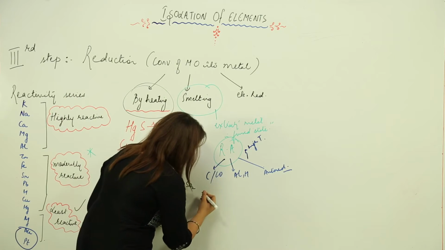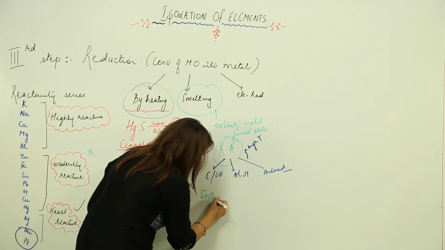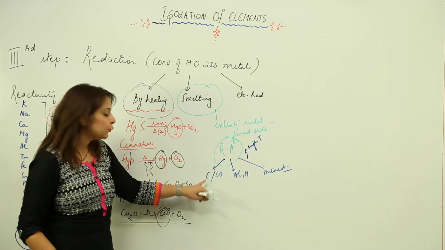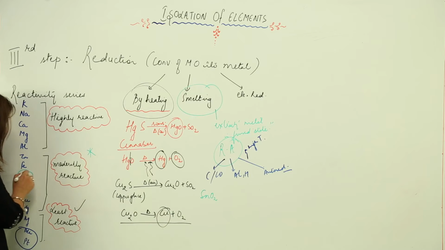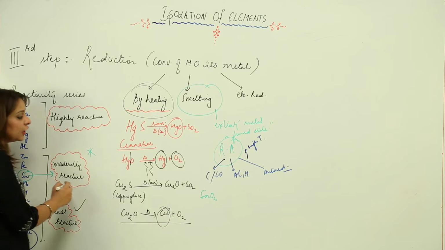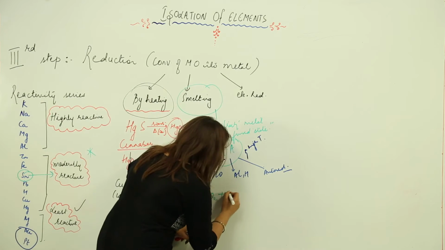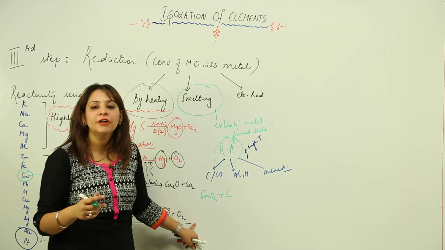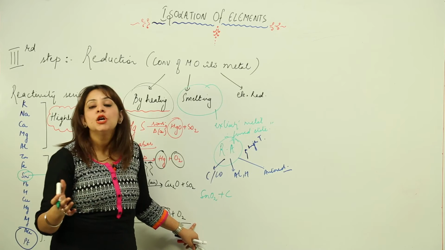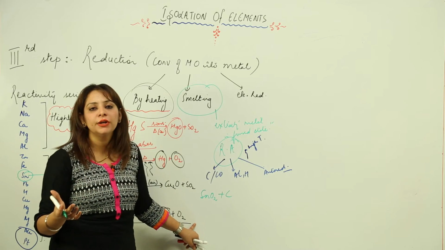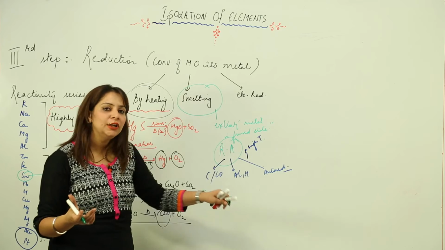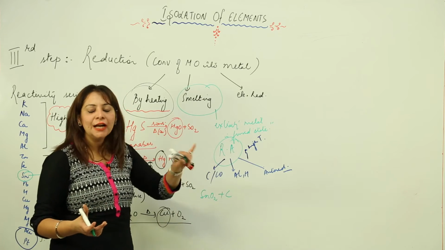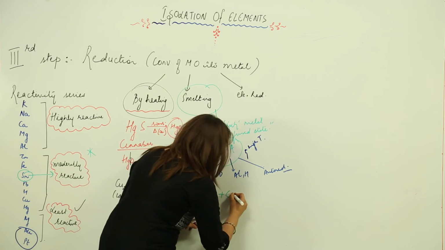Let us say that we have tin oxide. Tin oxide can be reduced with carbon. So here is my tin, that is one of the members of the moderately reactive metals. I can reduce it with carbon, and from where do I get this carbon? This carbon is actually a pure form of carbon, like coke, charcoal. Wherever you get the pure form of carbon, you can use that form here to reduce.